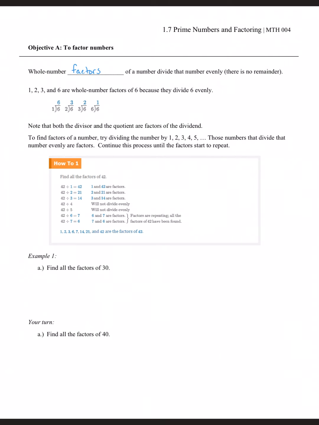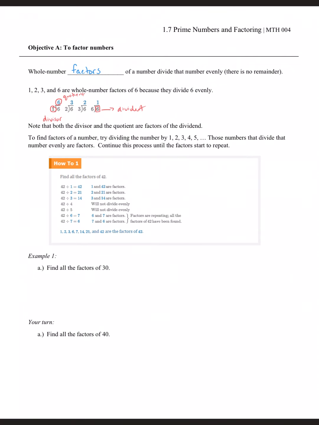Just as a reminder, the number out here, this is what we call the divisor. Our answer here of a division problem is the quotient. That means that the number inside the division is what we call the dividend. And as that note says, the divisor and the quotient are factors of the dividend.